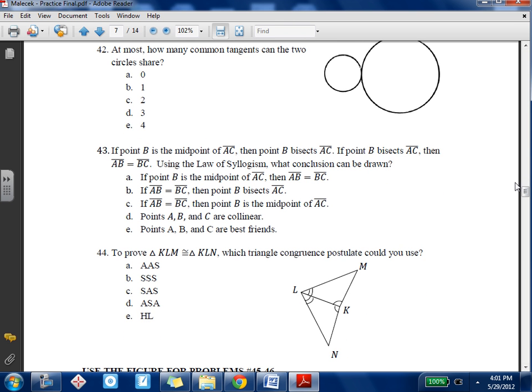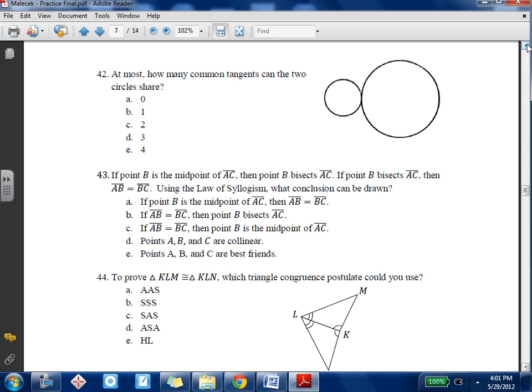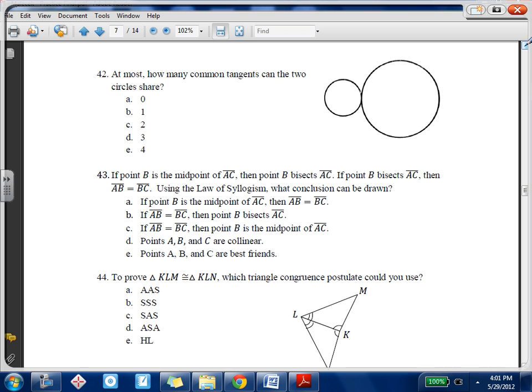Number 42. At most, how many common tangents can the two circles share? A common tangent, common means more than one, so it hits more than one circle. Tangent is it hits only once, so it's a line that intersects only once. That hits the circle once.